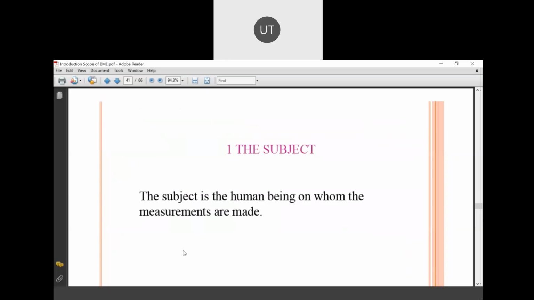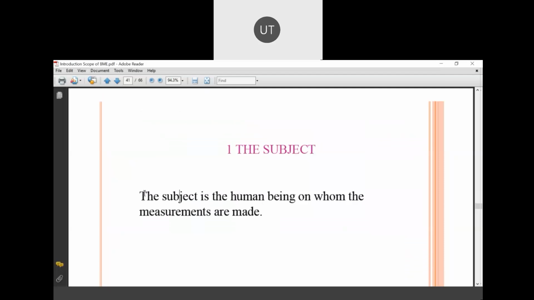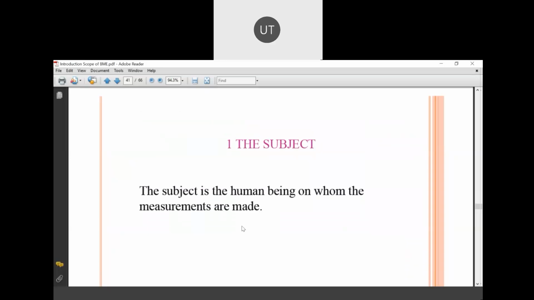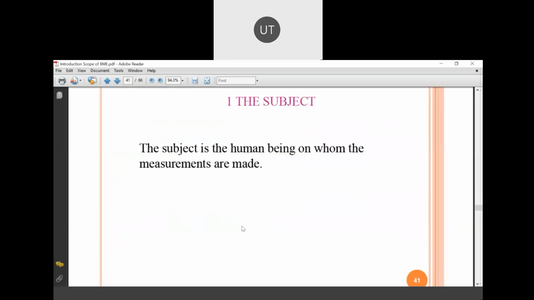Another terminology that comes across whenever you study is the subject. Okay. So the subject is nothing but the human being on whom the measurements are made. Okay. So we are going to take the measurements on a person, on a human being, and that person, instead of patient, is called the subject. Okay.